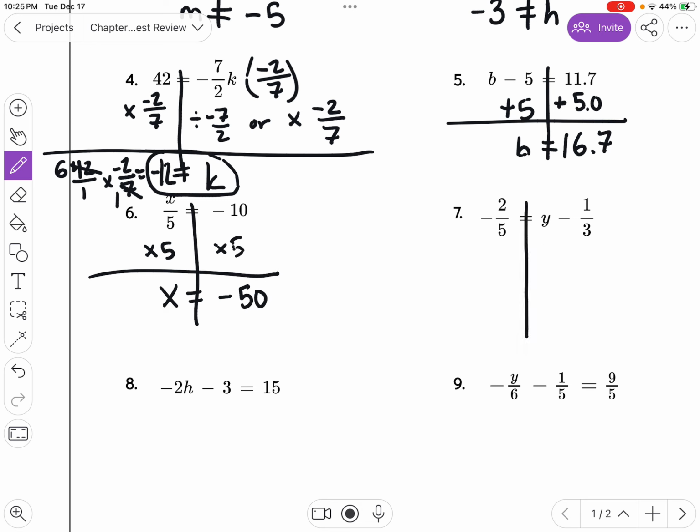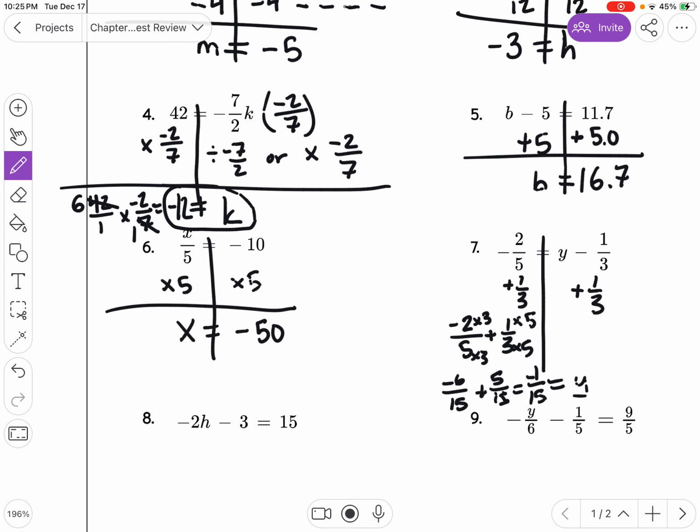Number 7 looks like this. I see -1/3. I know to do the opposite, I would just add 1/3. Plus 1/3. Remember, with fractions, I need common denominators before I can add them. So I'm going to think, how do I make common denominators? Well, we're just going to find our least common multiple, which is 15. Whatever I do to the bottom, I also have to do up top. This now becomes -6/15 plus 5/15. -6 plus +5, that leaves me with -1/15, which will be equal to y.